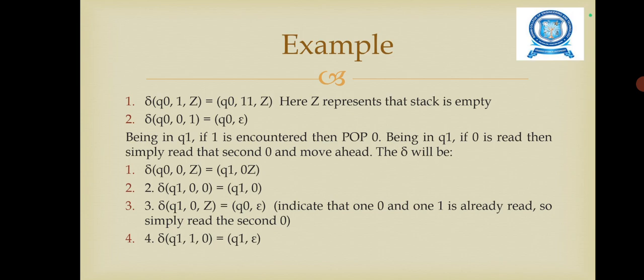δ(q1, 0, 0) = (q1, 00). δ(q1, 0, Z) = (q0, ε). That means it indicates that 1 and 1 is already read, so simply read the second one. δ(q1, 1, 0) = (q1, ε).